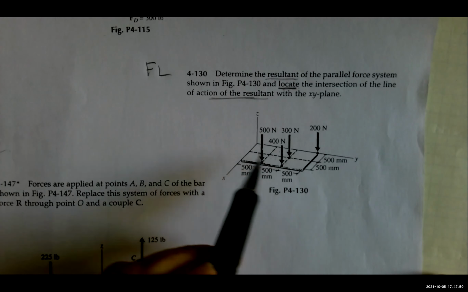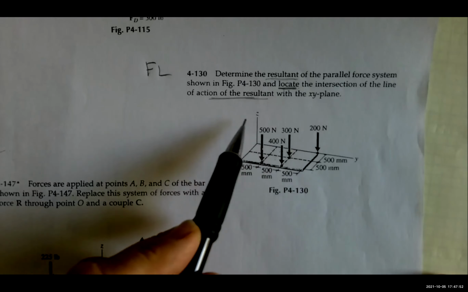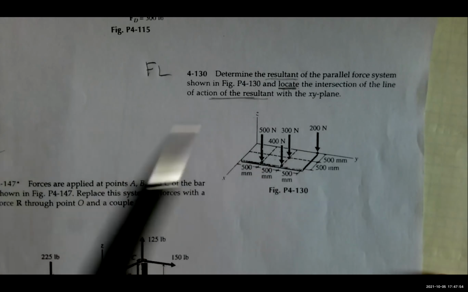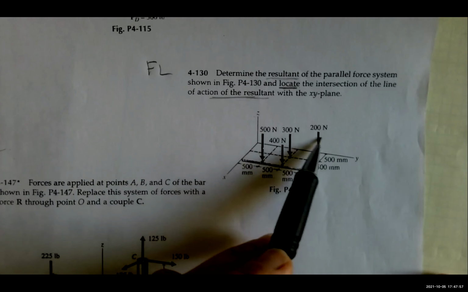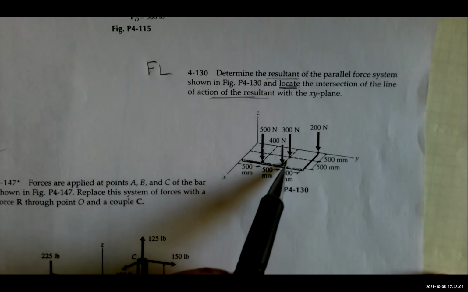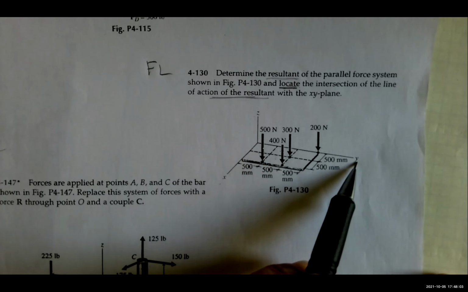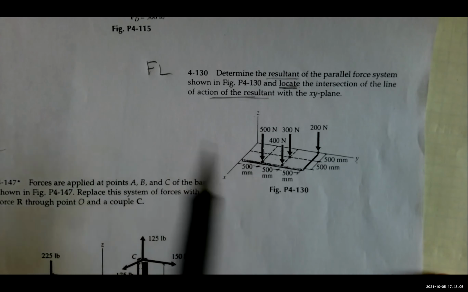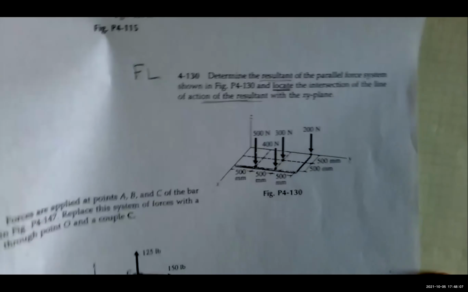These forces are not creating a moment about Z because they're parallel to the Z, but all 4 of these forces are creating a moment about X, and 3 of these forces are creating a moment about Y. So you have to watch the video to see the solution of this problem.